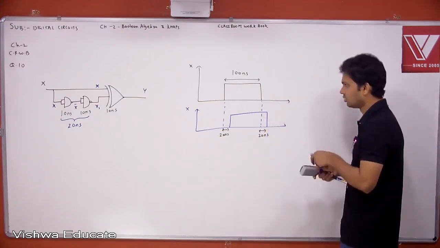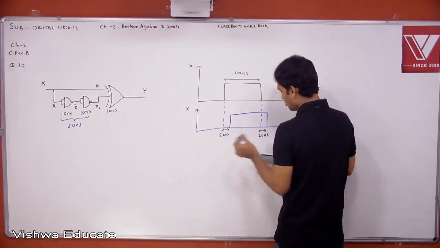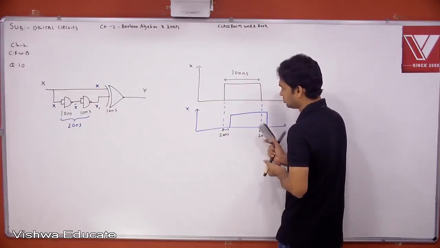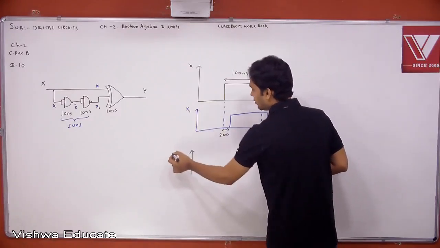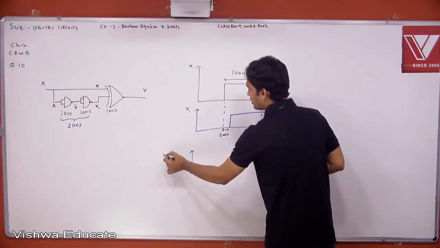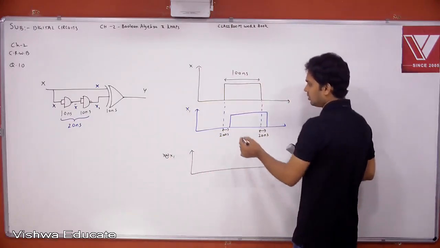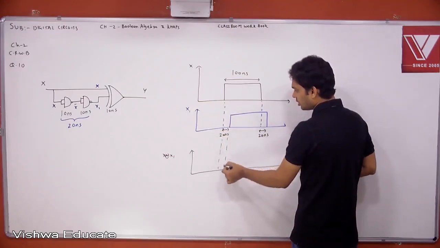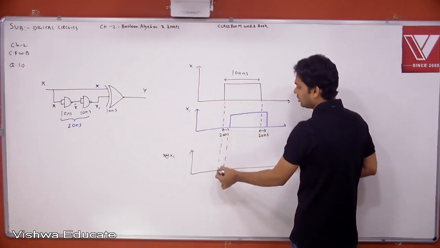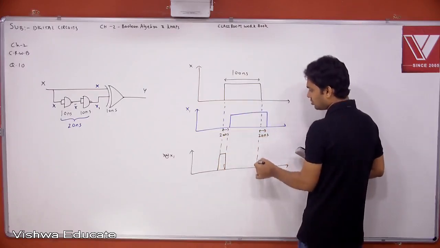Right. Now, if you perform this XOR operation, this is X1, right? My X XOR with X1. What is X XOR X1? Both are same, your output is 0. Both are different, what is the output you will be getting? 1. Again, both are same, your output is 0. Both are different, you get output equal to 1.